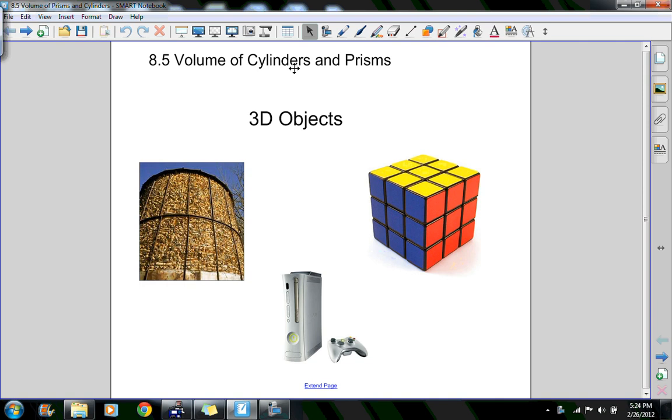And if we want to remember volume, volume will always be the space inside of a shape. This shape on the left here is a cylinder. It's a very large cylinder and it has a circle on top, circle on bottom. A Rubik's Cube is a square prism or rectangular prism, and an Xbox is also a rectangular prism. Three-dimensional objects, but made of rectangles, whereas this is made of circles.